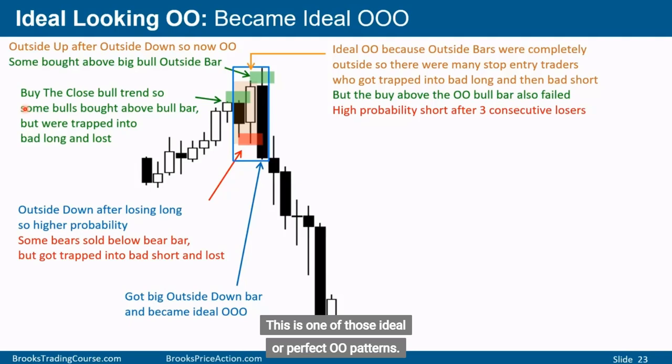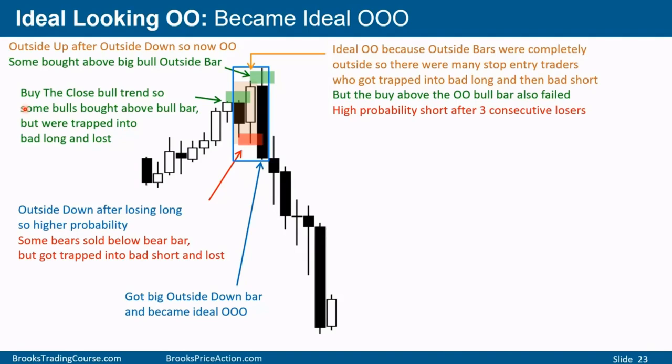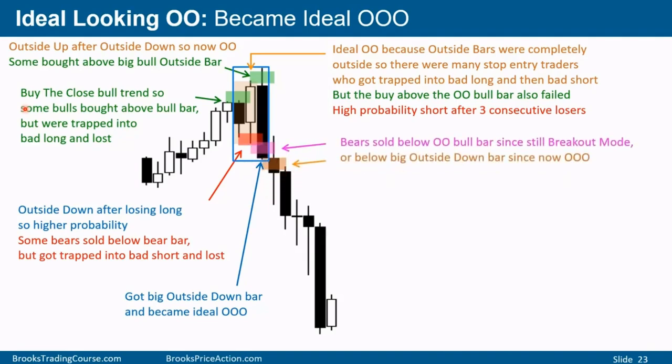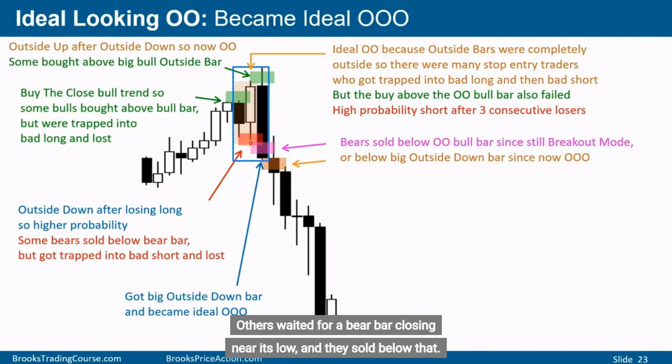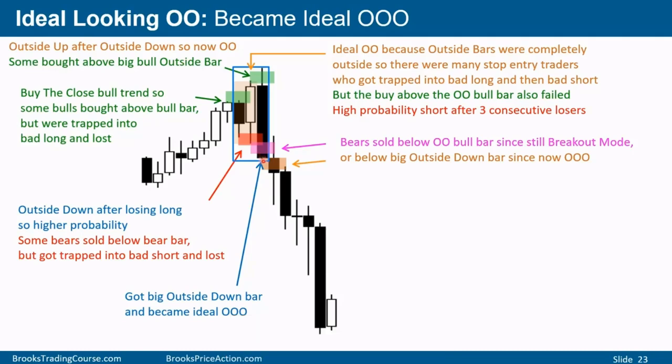This is one of those ideal or perfect OO patterns. It ended up as an OOO, but you clearly had both trap bulls and trap bears, and that increases the chances that a breakout will be successful. Some bears sold below the low of that bull bar. Others waited for a bear bar closing near its low, and they sold below that.